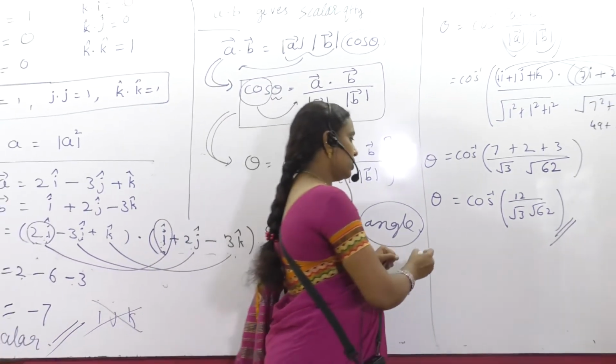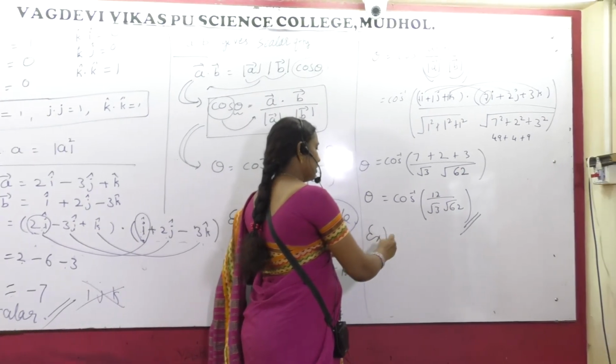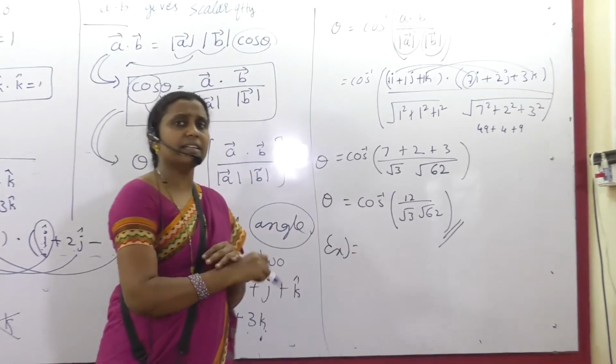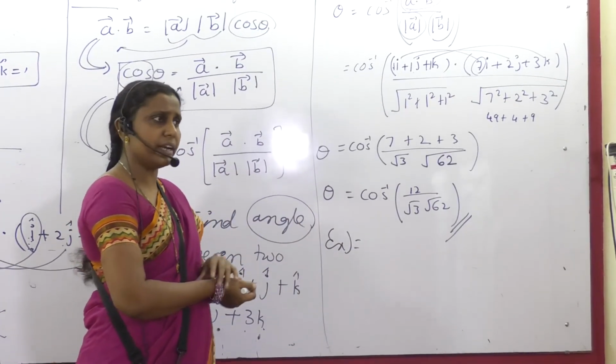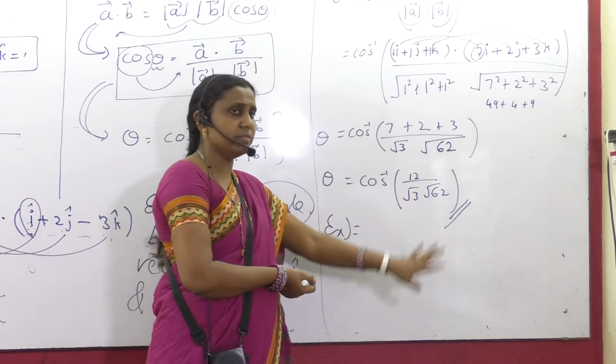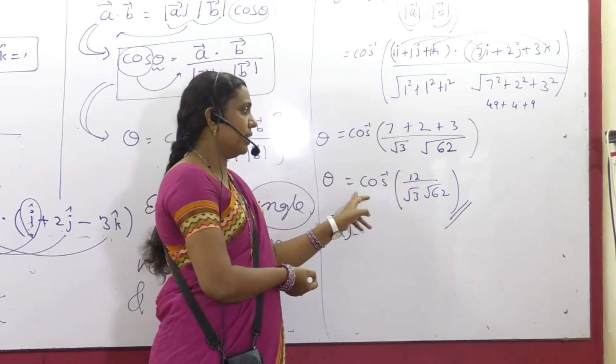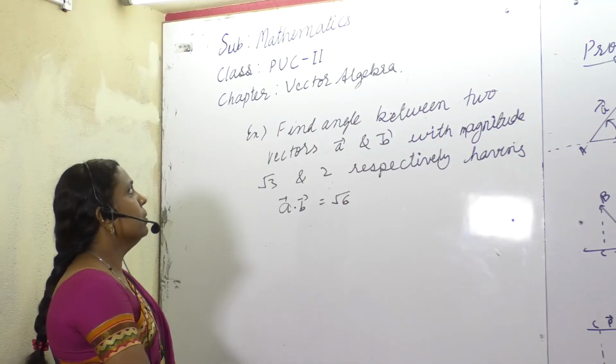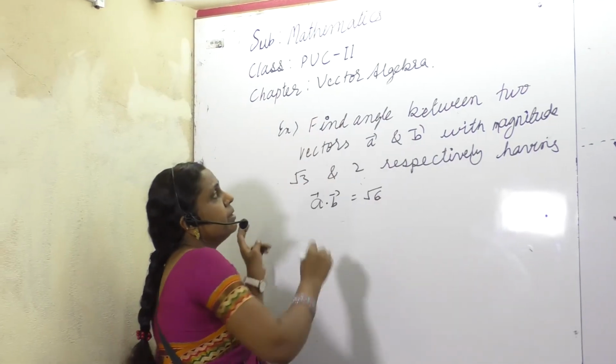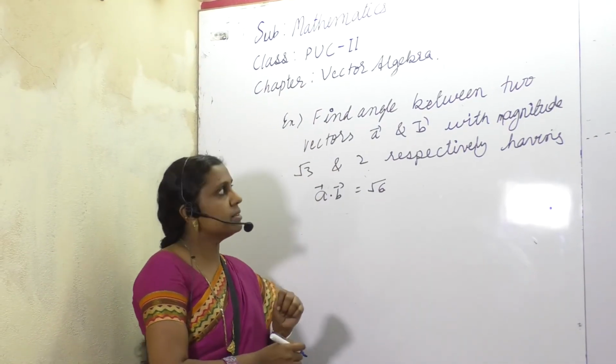In the next question we will check. Sometimes it appears in the standard angles. So how to reduce it to standard angles, that we will study, how to get the angle. Okay students, continue to the concept, angle between the two vectors.